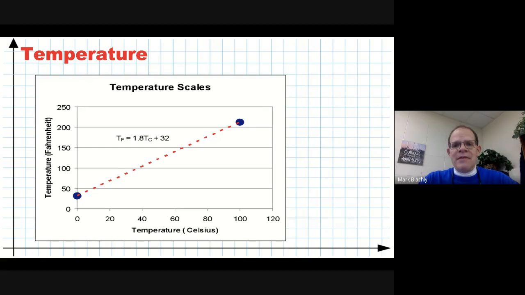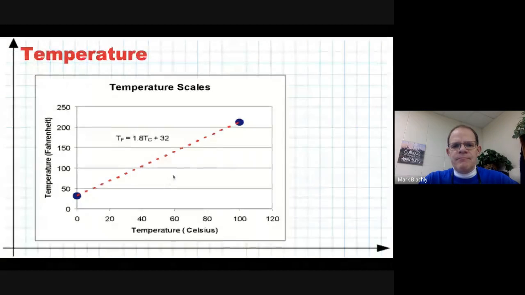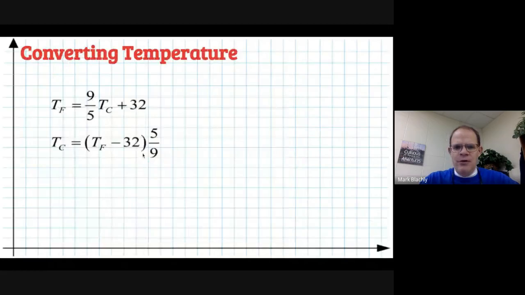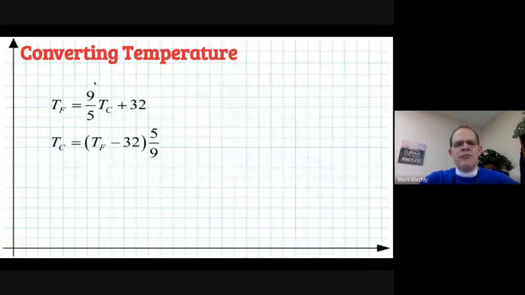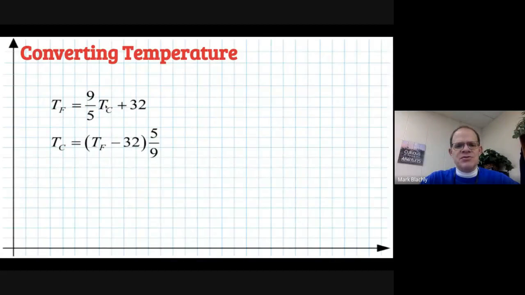So you've got that in your toolbox, right? So you can convert back and forth. If you want to, instead of using 1.8, you can use 9/5. It's the same thing. So the temperature in Fahrenheit is 9/5 times the temperature in Celsius plus 32. And then if you solve this equation for the temperature in Celsius, you would subtract 32 and instead of multiplying by 9/5, you'd multiply by 5/9. So this is the same equation solved for the temperature in Celsius.